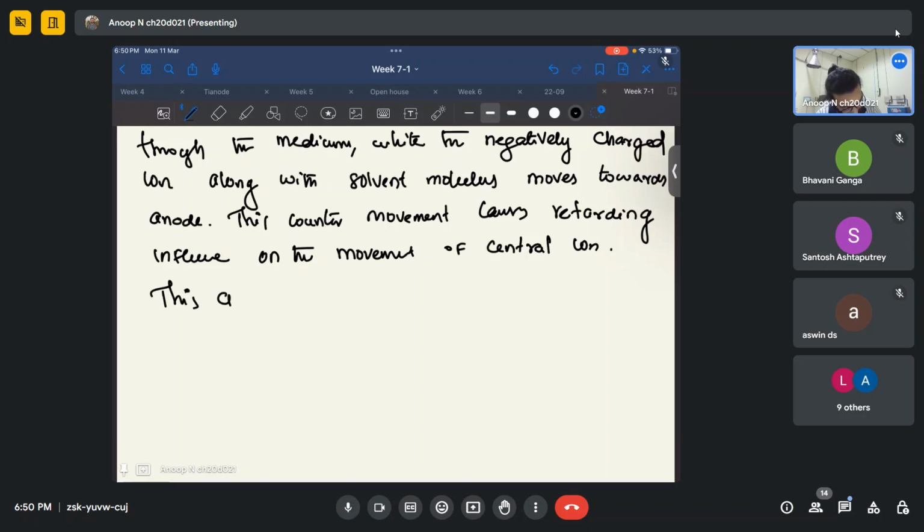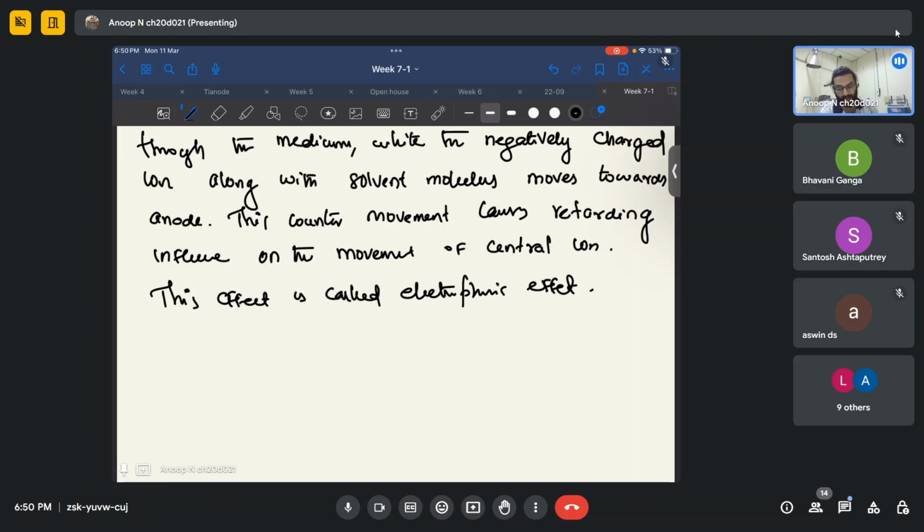That is, the relative velocity of ions would be less than what was expected, assuming that the solvent is static. So we will have a net lesser velocity than expected.